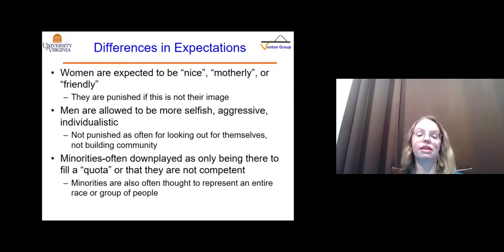Minorities are often downplayed as well, and expectations is only being there to fill a quota, or that they aren't competent, right? They're just there to fill a quota, so they're obviously not competent. The other thing for expectations that you really have to worry about is minorities are often thought to represent an entire race or group of people. Like, you know, I happen to be a white person, and what I think does not represent all white people. And so there's no way that we should expect that any one person, just because they may be the only person that we know from a racial or ethnic group, is there to represent their whole race or ethnicity.